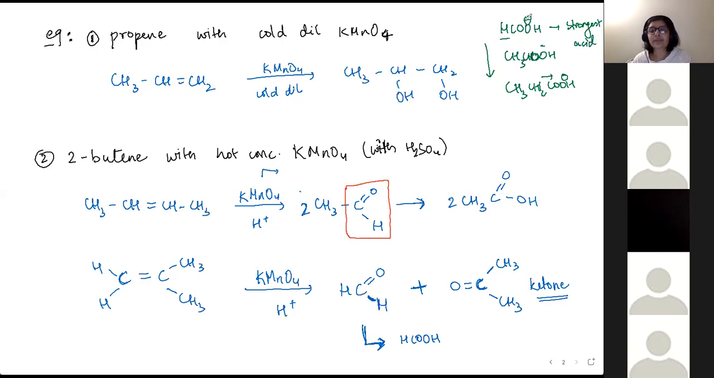Only in the case of methanoic acid, this gets further oxidized to carbon dioxide and water. Any other acid, like ethanoic acid, you let it be as it is. But only in the case of methanoic acid, formic acid, HCOOH, this gets further oxidized to carbon dioxide and water. Just make note of that. That's a single thing you need to look at.